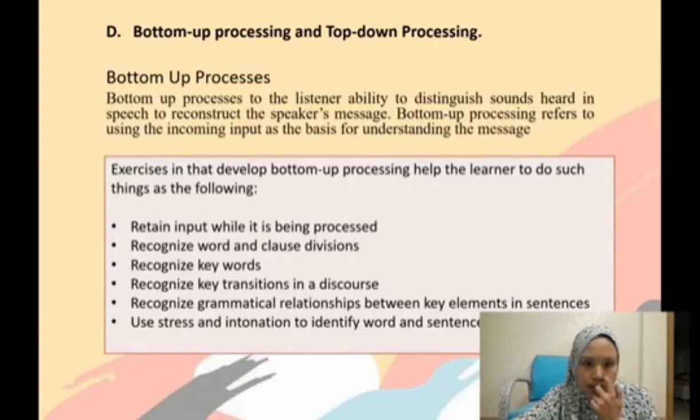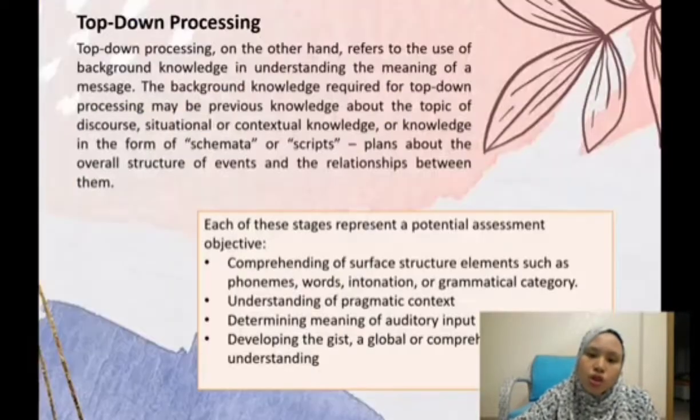As an example, exercises that develop bottom-up processing help the learner to do such things as the following. Retain input while it is being processed, recognize word and clause divisions, recognize keywords, recognize key transitions in discourse, recognize grammatical relationships between key elements in a sentence, and use stress and intonation to identify words and sentence functions.